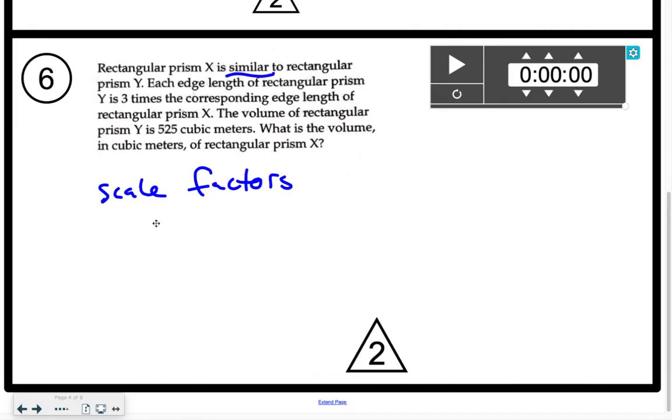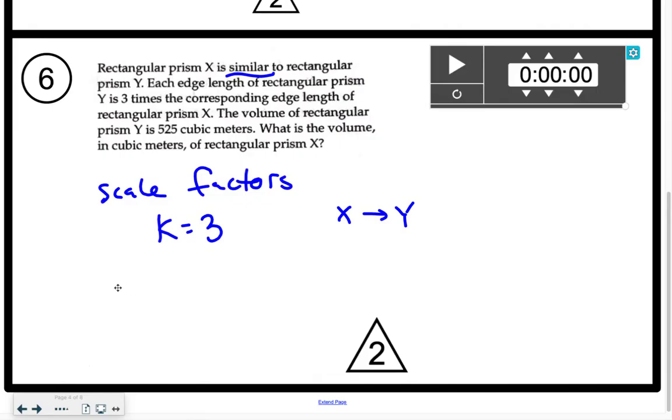In this problem, I'm going to find the scale factor first. The scale factor is what I would multiply each single dimension by, whether it be length, width, height, radius, perimeter, anything that's measured in a single dimension unit. What does that get multiplied by to go from one similar figure to the other? In this case, it tells me that the edge length, which is a single dimension, of y is 3 times x. So to go from x to y, I'm multiplying each side length by 3.